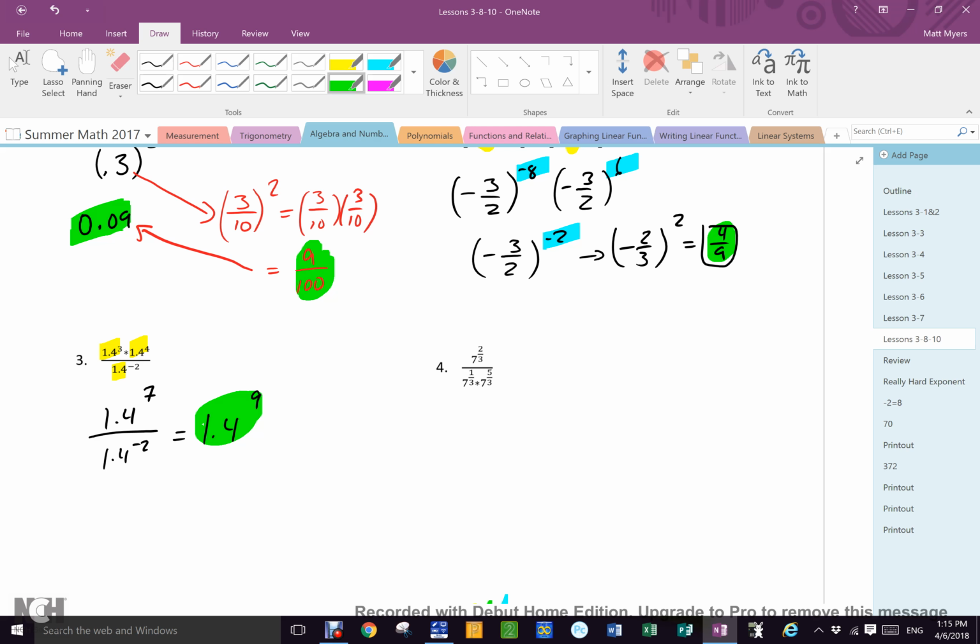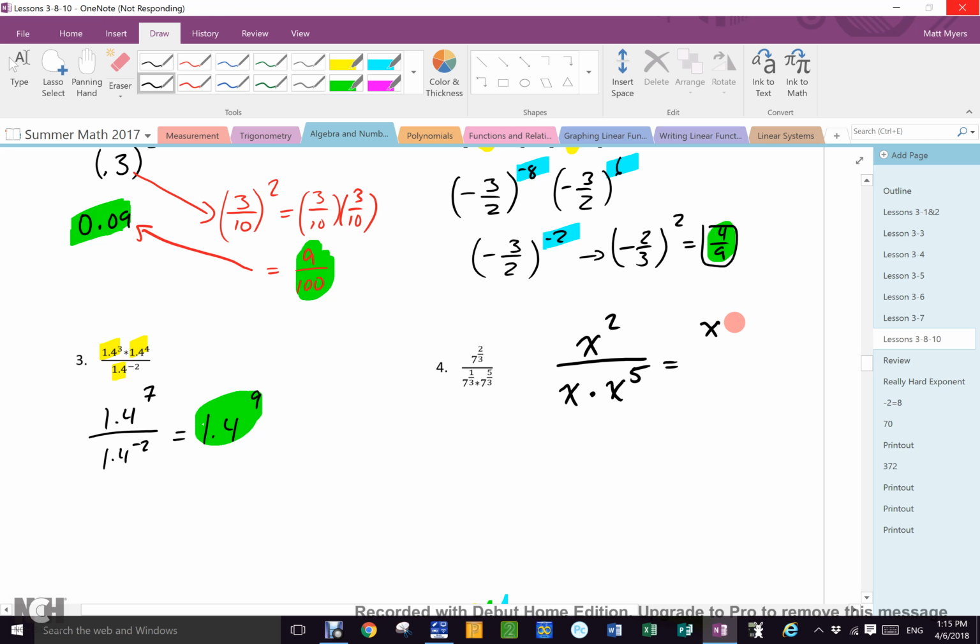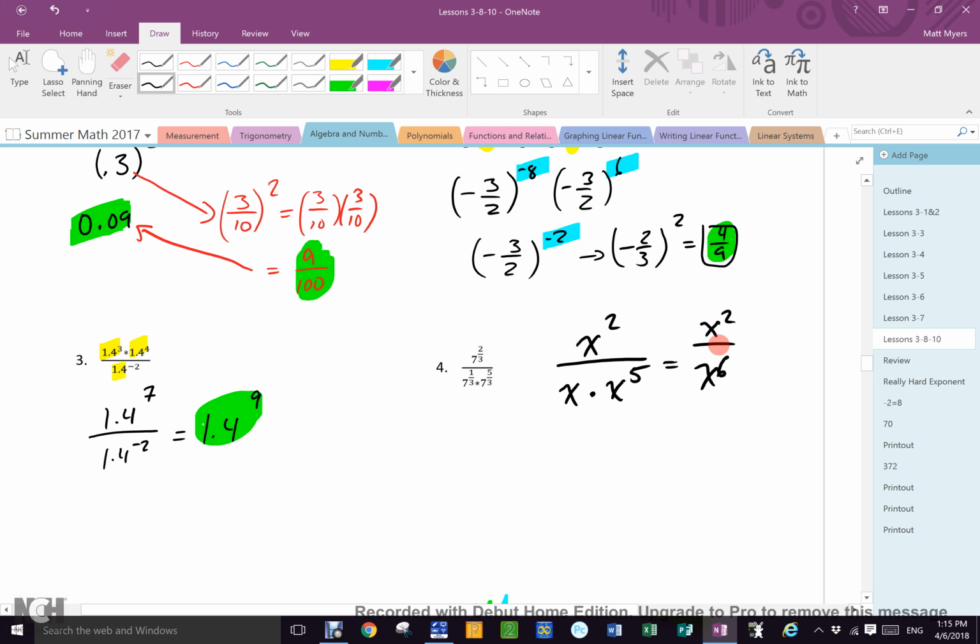Not just you, everybody. If I gave you this, x squared over x times x to the 5th, what would you do to simplify the denominator now? It would be x squared over x to the 6th, right? And then what would you do? Divide. No, you don't divide. It is division, but that's not what we do. What do we do? Subtract, so that would be x to the negative 4, yes?